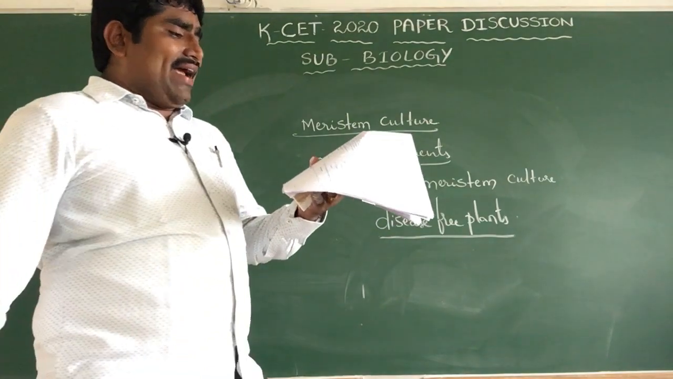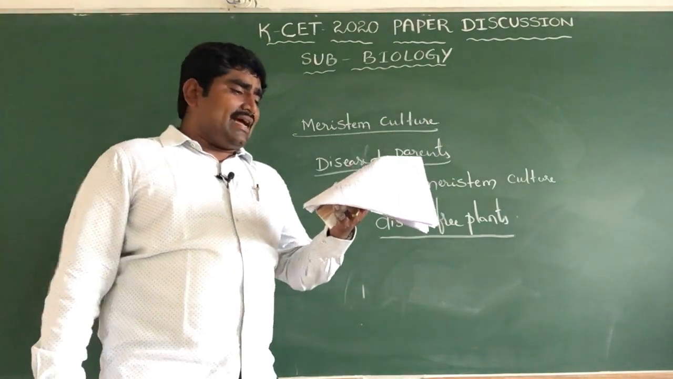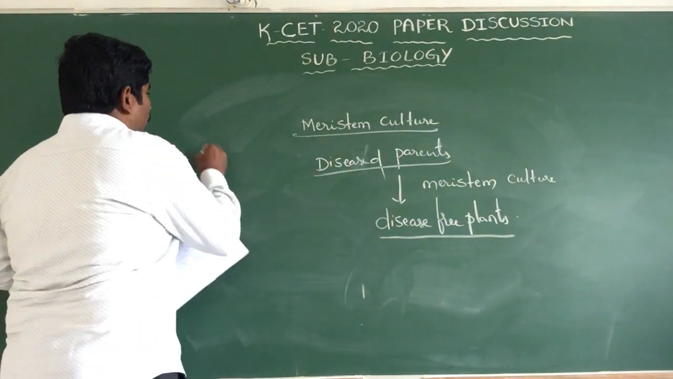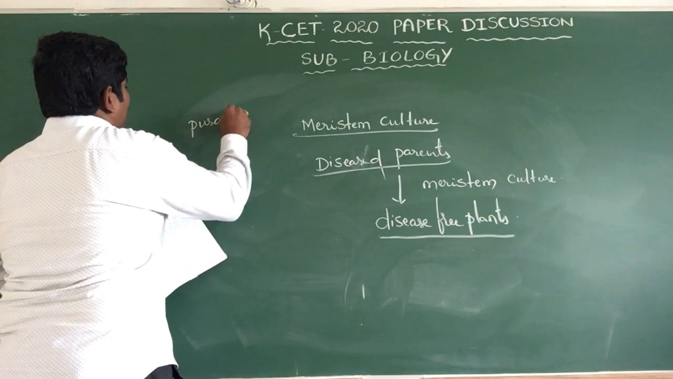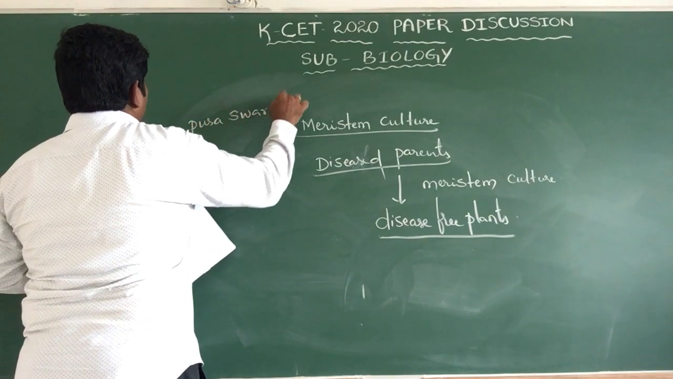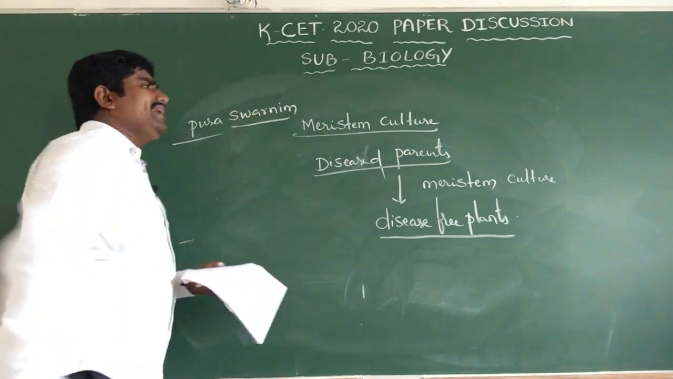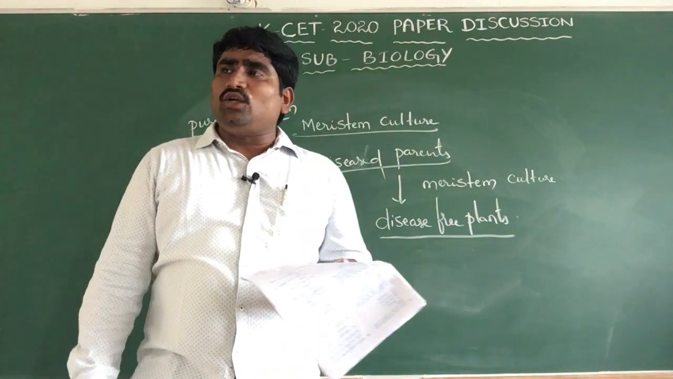Next one is white rust resistant variety of brassica. Pusa swarnim is the variety of brassica which is resistant to white rust.